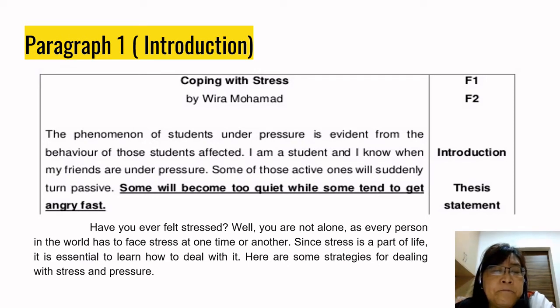Or you can write another example for the introduction: have you ever felt stress? Well, you are not alone, as every person in the world has to face stress at one time or another. Since stress is a part of life, it is essential to learn how to deal with it. Here are some strategies for dealing with stress and pressure.